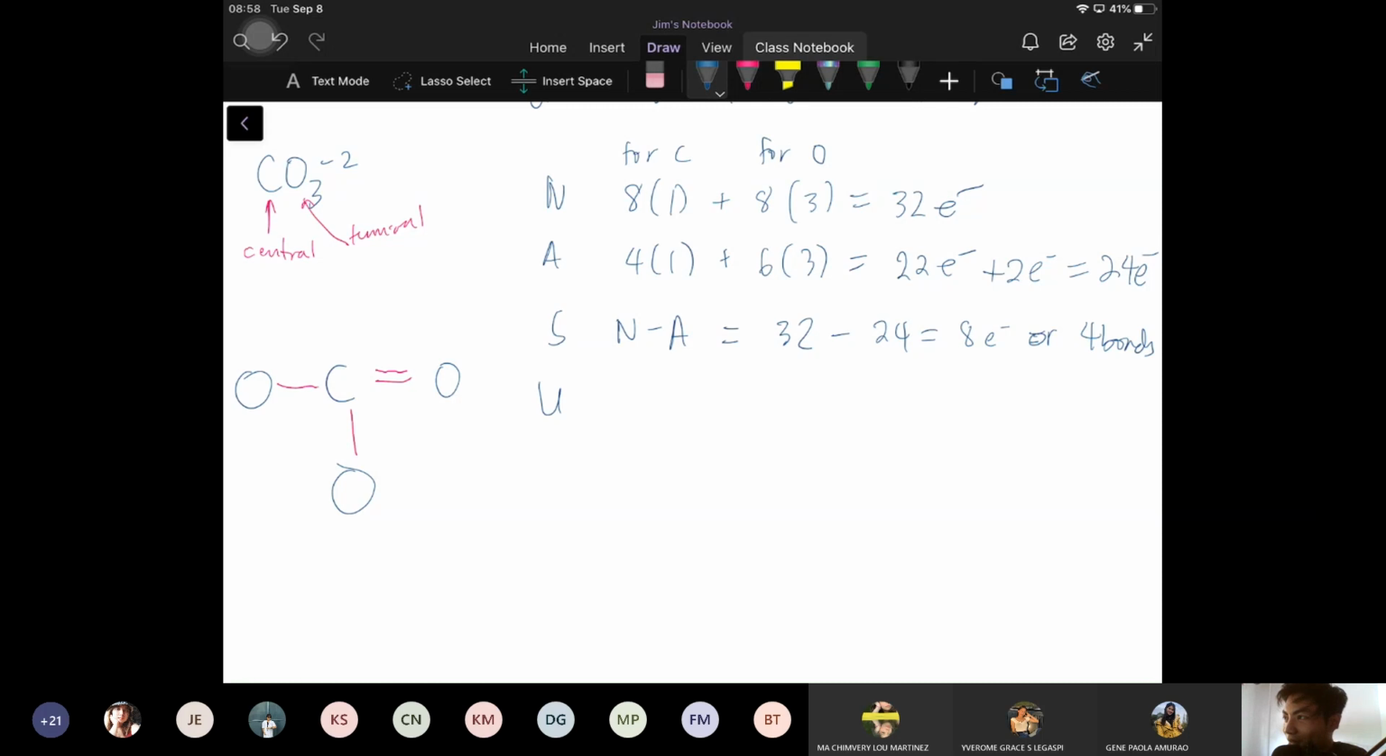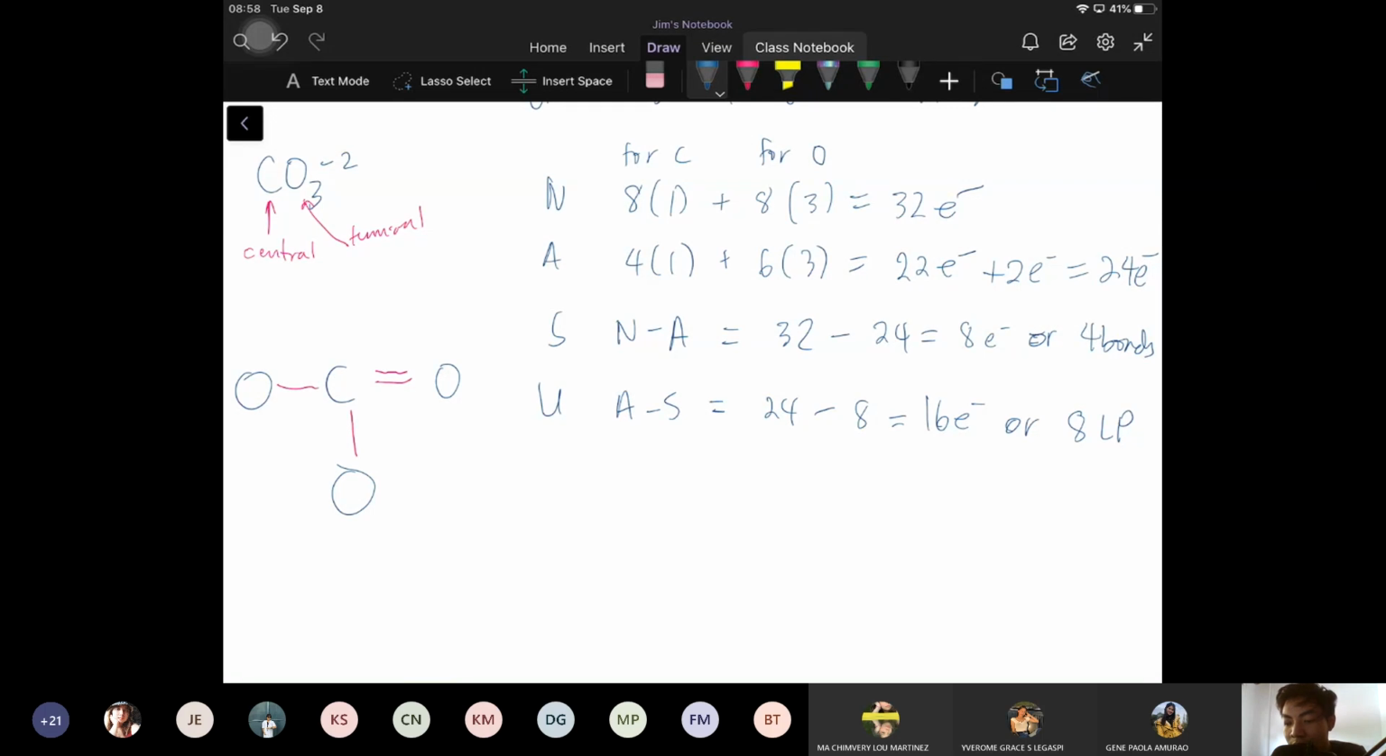Unshared pala. Ano yung unshared, no? So, A minus S yan. A minus S. So, that's 24 minus 8. Ilan yan? 16, no? Or how many lone pairs? 8 lone pairs, no? Tama ba yung subtraction ko? 8, 16, tama. Okay, so 8 lone pairs. So I have to distribute 8 lone pairs around the terminal atoms muna pala, no? Terminal atoms first before the central atom.